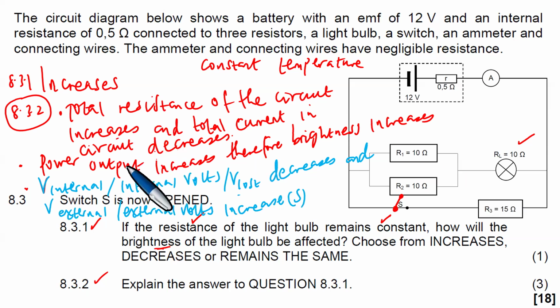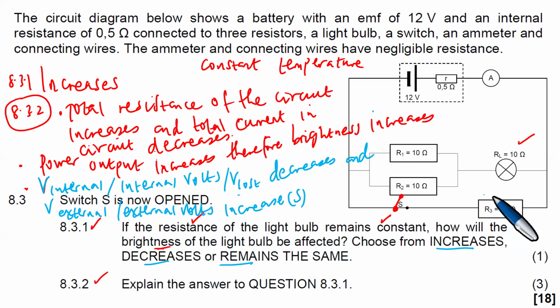So the total resistance of the circuit increases. We note that the total resistance of the circuit increases and the total current in the circuit decreases. So the power output increases. Therefore, the brightness increases. So we're effectively saying the power output is what is associated with brightness.